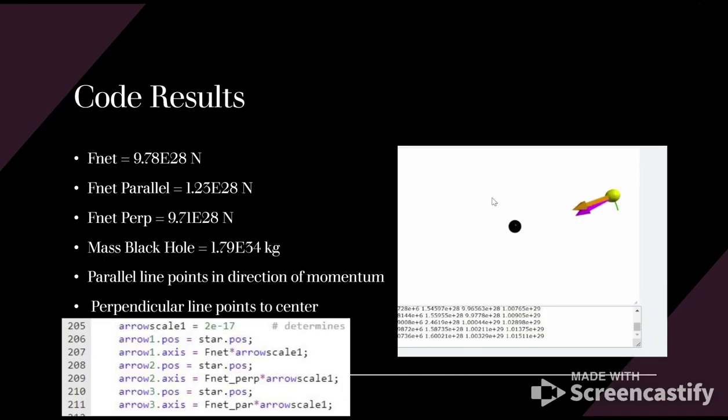Code results. From the code, we got that the net force is 9.78 E28 newtons, the parallel component is 1.23 E28 newtons, and the perpendicular component is 9.7 E28 newtons. And from that, we got the mass of the black hole as 1.79 E34 kilograms. The parallel line points in the direction of the momentum, and the perpendicular line points towards the center.